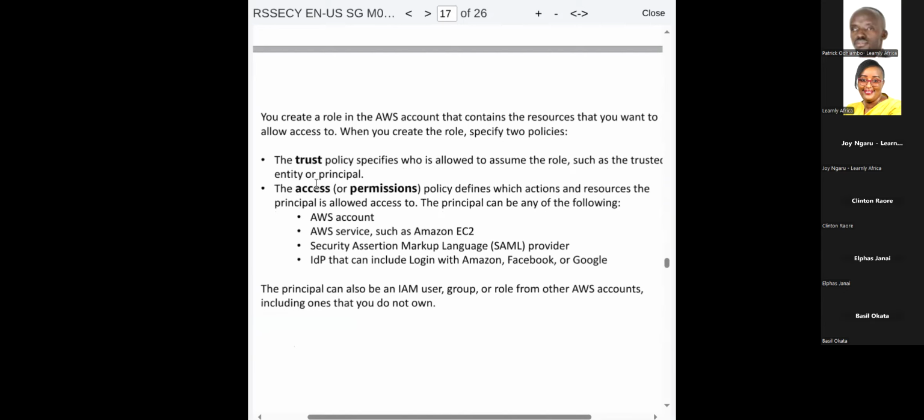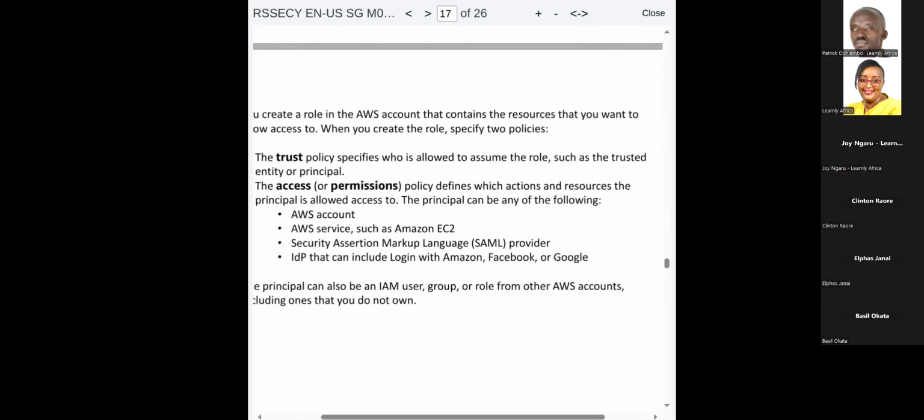So we've gone through how to create an IAM role, and we said we create a policy. Now, when we create a policy that specifies what this role is supposed to do, it specifies who is allowed to assume the role. So, for example, we can say EC2, or the trusted entity or principal. The access or permission policy defines which actions on the resources the principal is allowed to access.